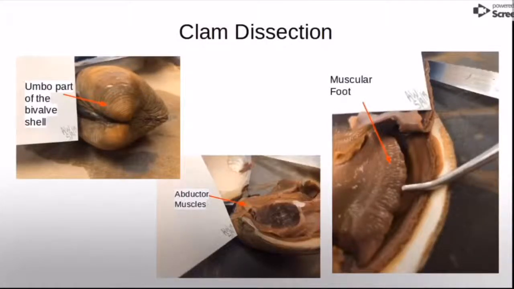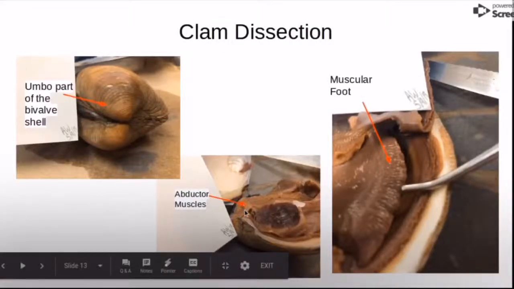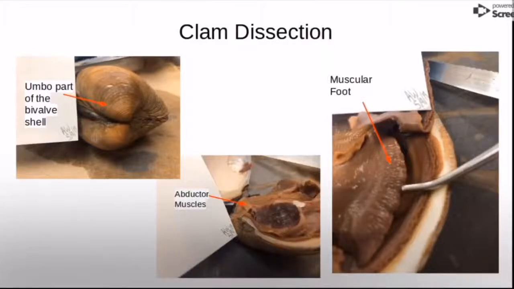So we did a dissection of the clam, and on the picture farthest to the left, as you can see, the umbo is part of the bivalve shell. That is the umbo. Another one, on the middle picture, is the adductor muscles. These are used in the clam. And the next is the foot. The foot is used for many different things in the clam, including moving as well as digging.